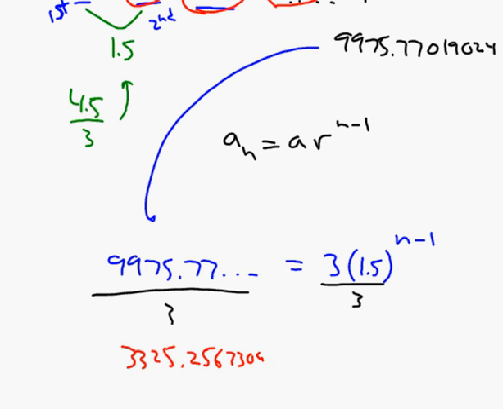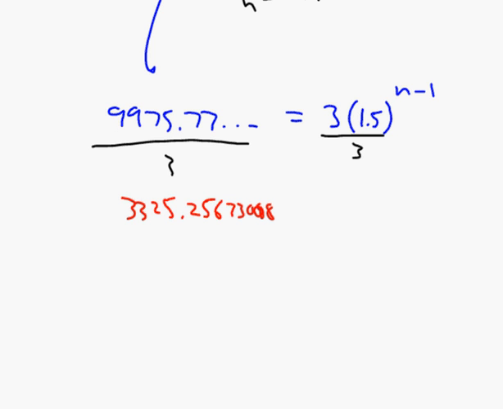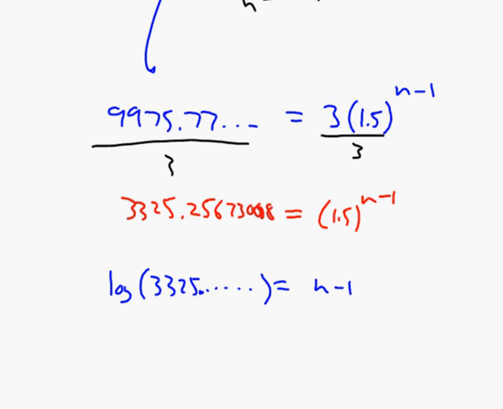3325.25673008. This is an approximation from the calculator. So n might not be a perfect integer, but we'll know what it is. Equals 3. I'm sorry, not equals 3 anymore because 3 is divided out. Just equals 1.5 to the n minus 1. And we've talked about the fact that if we want to get an exponent and solve for it, we could take the log of both sides. So we'd end up taking the log of this expression, the log of 3325... would equal n minus 1 times the log of 1.5.